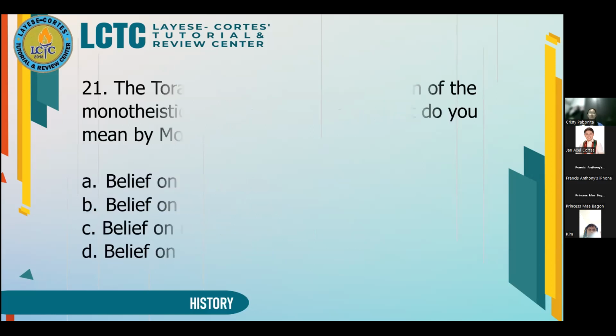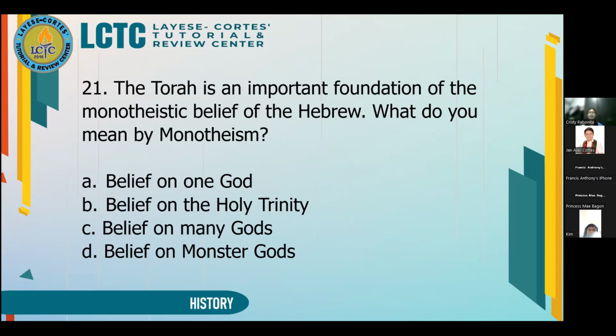So number 21. The Torah is an important foundation of the monotheistic belief of the Hebrews.